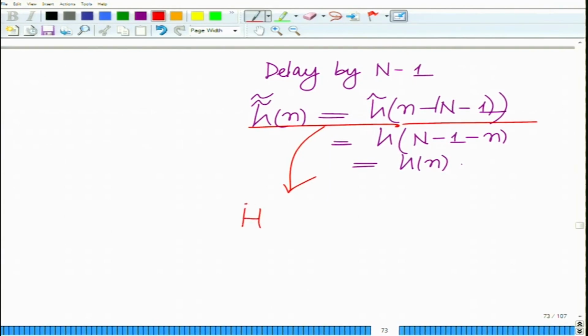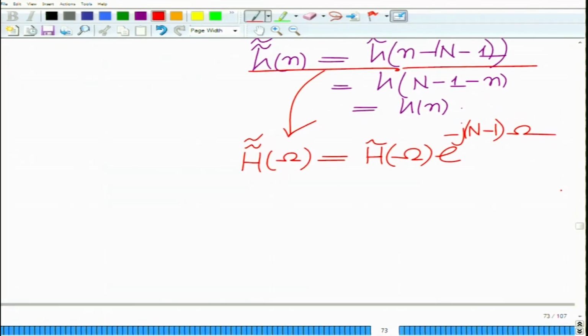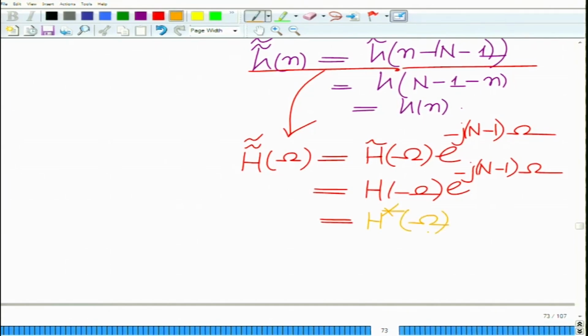Okay. And from this you can see you have h double tilde of omega equals h tilde of omega, since you are delaying by n minus 1, this becomes h tilde of omega e raised to minus j n minus 1 times omega, which is equal to, now h tilde of omega you can clearly see is h of minus omega into e raised to minus j n minus 1 omega. This is from the time reversal property. Now, h of minus omega is also equal to h conjugate of omega. So, h conjugate of omega times e raised to minus j n minus 1 omega, and this follows because h of n is a real filter.